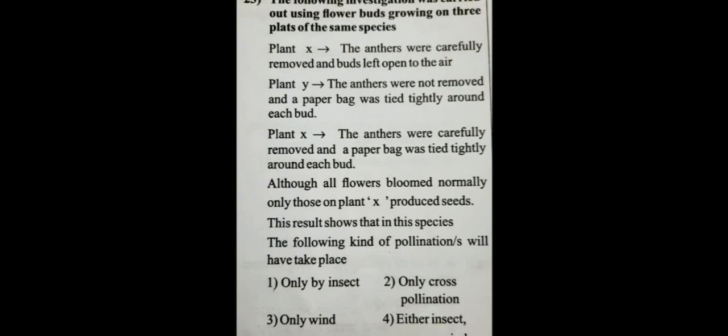That is, as the plant X anthers are removed but the bud is kept open in air, it is free enough to get pollinated by insects, obviously wind, and if that happens it is called cross pollination. Option 4 is the right answer.